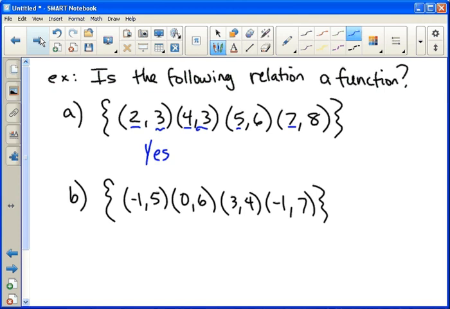see that this does have x's that are repeated, and that's a problem. You cannot have a function where the x's are repeated. So this is not a function.